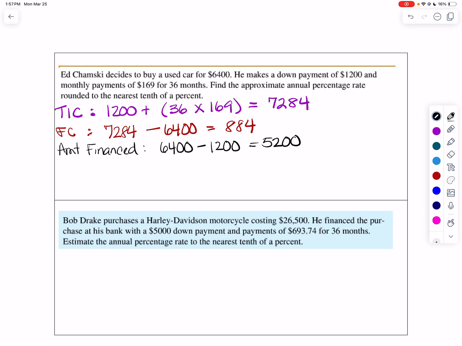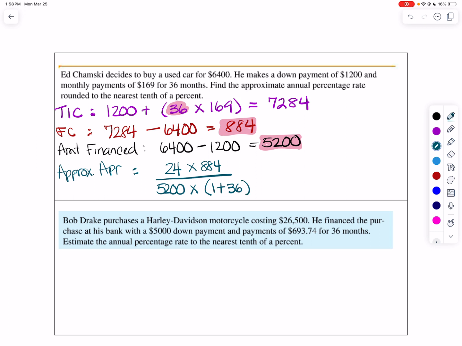Okay, so these are going to be the numbers that I need. I'm going to highlight them. I need the 884, and I need the 5,200. Then I'm also going to need the 36 plus 1. Okay, so your formula, approximate APR, is to take 24, that number's part of your formula, times the finance charge, and then you will divide that all by 5,200 times, parentheses, 1 plus 36, okay?